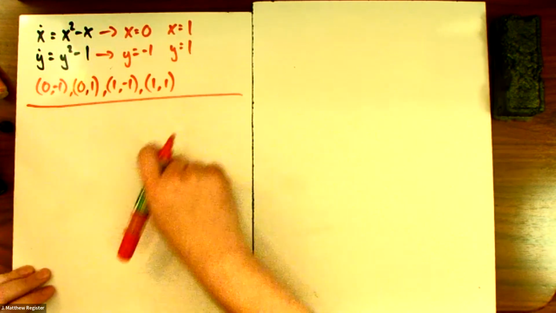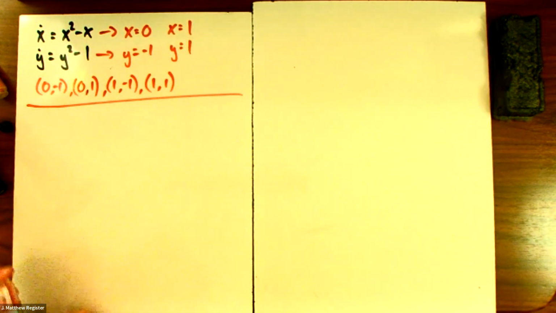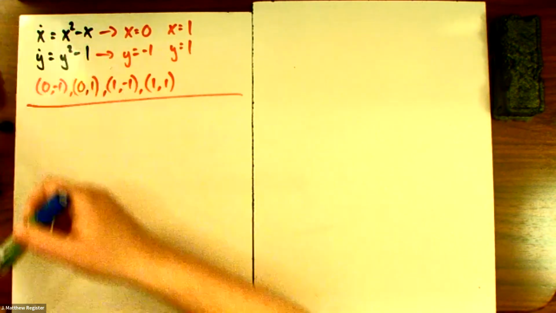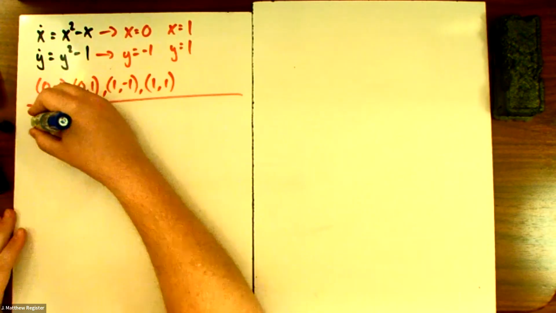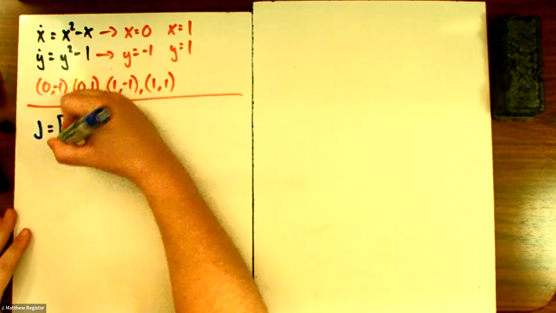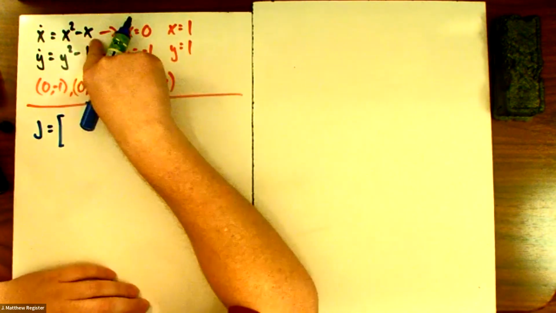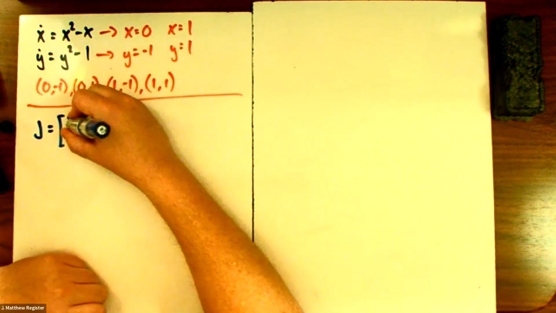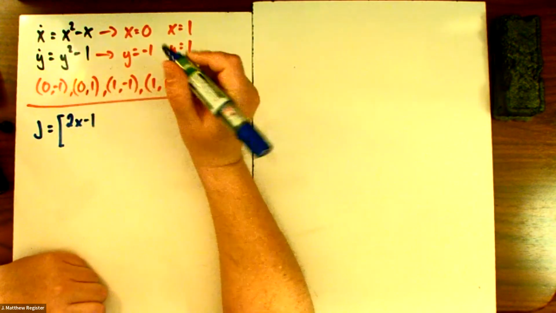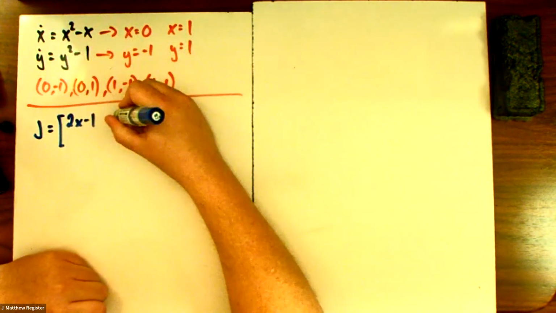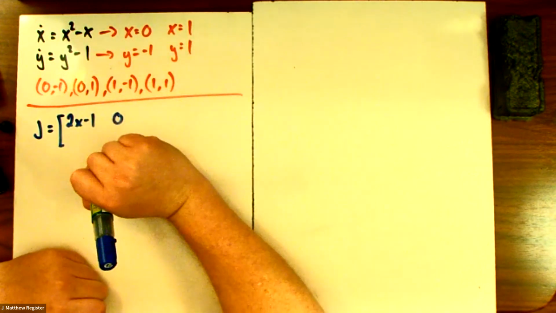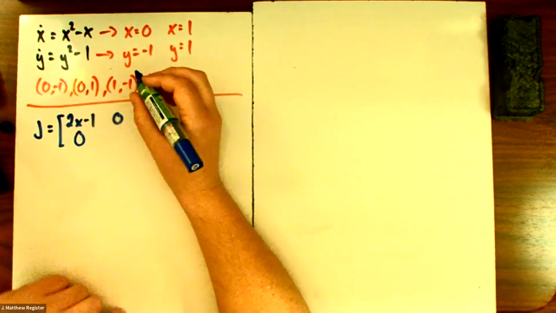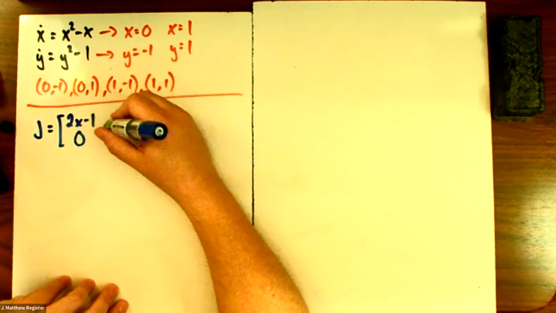To classify all of these, we're going to need to find the Jacobian, which is the matrix of partial derivatives, and then we're going to need to evaluate the Jacobian. And so the Jacobian, J, is the matrix of partial derivatives. The partial with respect to x of the first equation is going to be 2x minus 1. The partial with respect to y of the first equation is 0. For the second equation, the partial with respect to x is 0. And the partial with respect to y is going to be equal to 2y.